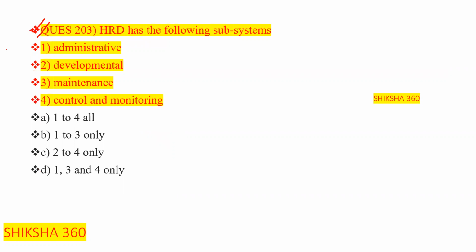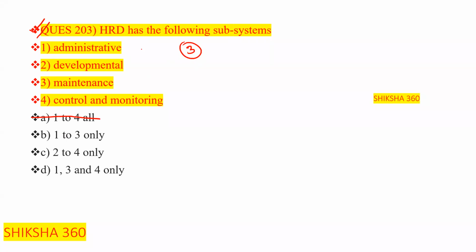I think we have already discussed this question. No, it is a little bit different. HRD has the following subsystems: administrative, developmental, maintenance, and control and monitoring. So what is the correct answer of this question? HRD has basically 3 subsystems, but here there are 4. We know that HRD has 3 subsystems, not 4.